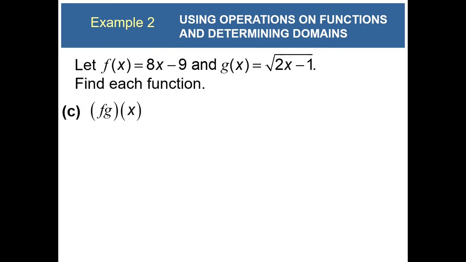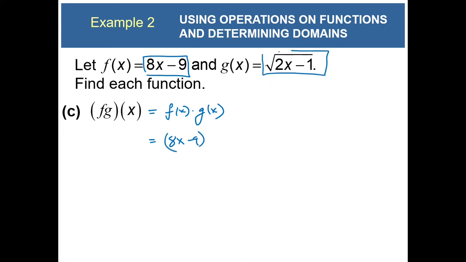Part C, we're going to multiply the two functions. f times g of x is equivalent to f of x times g of x. So we'll multiply 8x minus 9 times the function g of x, which is the square root of 2x minus 1. And that completes the problem. Even if we distribute the 8x and the negative 9, it would not simplify this problem, so we are done.